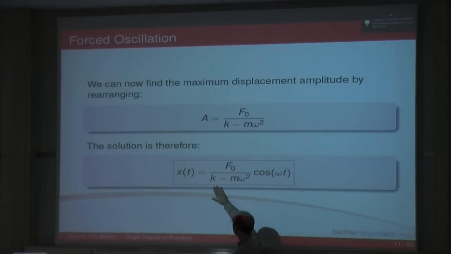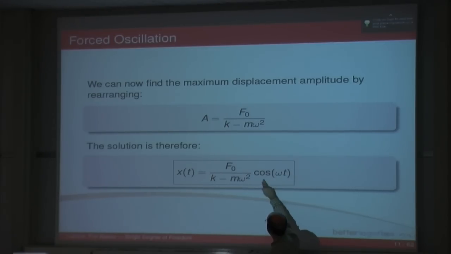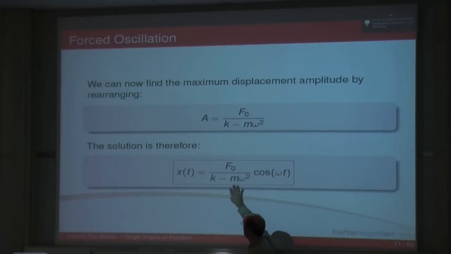We've got the force divided by the stiffness minus the mass times the driving frequency squared. At time equals 0, put 0 in here, you get cosine of 0, which is 1. And so at time equals 0, that is the starting position of that oscillation, and that's the amplitude of that oscillation. If I increase the force, the amplitude is going to go up. If I increase the stiffness, or increase the mass, certainly the amplitude is going to go down.